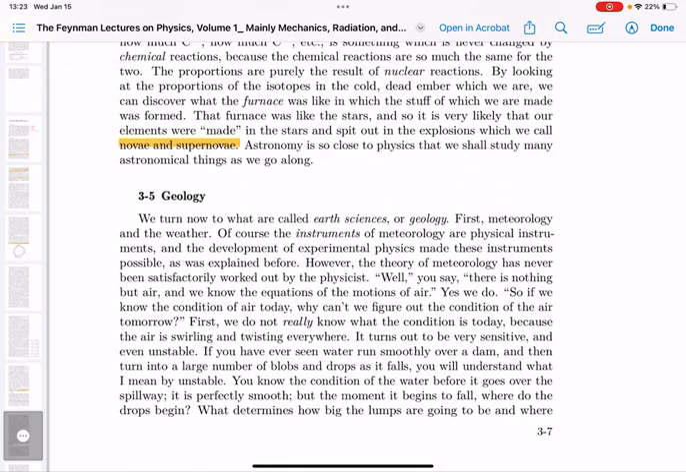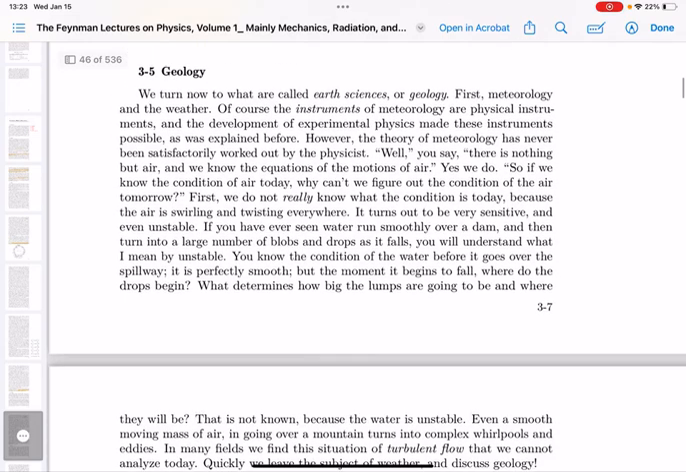Astronomy is so close to physics that we shall study many astronomical things as we go along. Geology. We turn now to what are called earth sciences or geology. First, meteorology and the weather. Of course, the instruments of meteorology are physical instruments, and the development of experimental physics made these instruments possible. As was explained before, however, the theory of meteorology has never been satisfactorily worked out by the physicists.